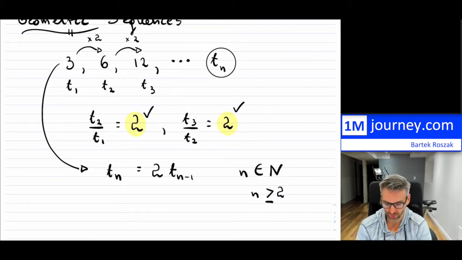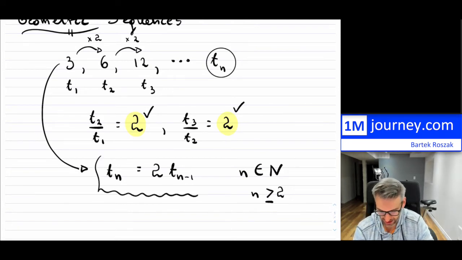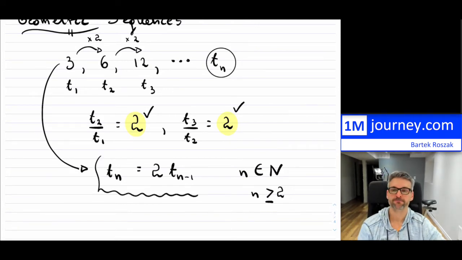We don't want n equal to 1, because if we set it to 1, then t1 minus 1 would be t0, and we don't have a term t0. We started off with term 1. This is the pattern we see recursively.